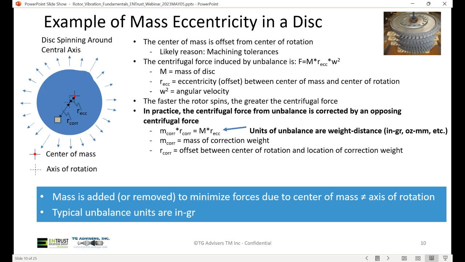In practice, the centrifugal force from unbalance is corrected by an opposing centrifugal force. This can be done by adding a weight on the opposite side of the mass to offset the vibration. So mass is added or removed to minimize forces due to the center of mass not being aligned with the axis of rotation. These are commonly referred to as balance weights. Typical units for unbalance are inch grams. It can be ounce millimeters. There are many different units that can be used.